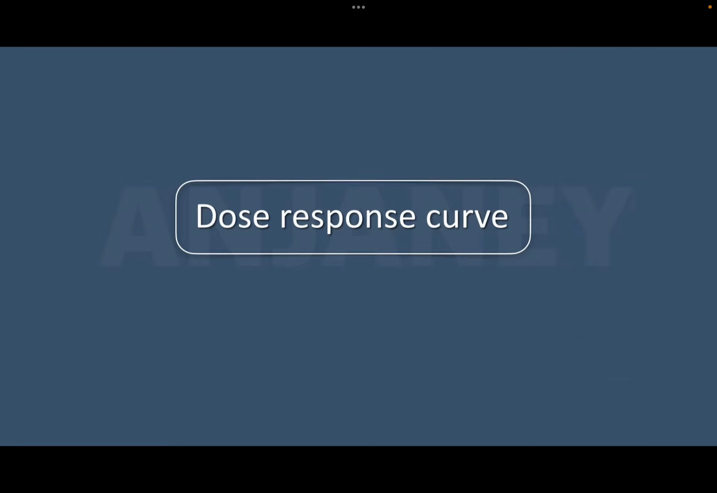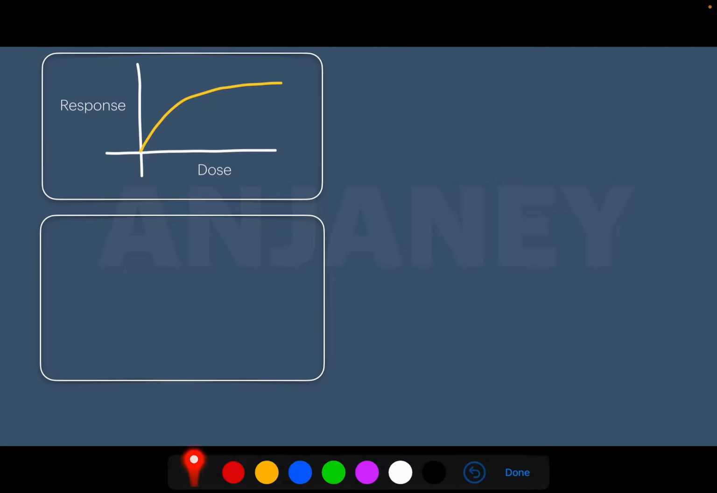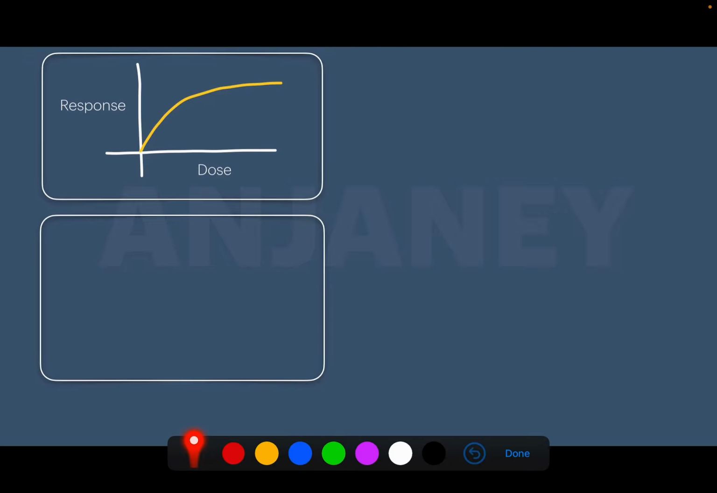So we are doing dose response curve in this module. We are plotting dose on the x-axis and the response on the y-axis, so we are getting this kind of graph. Now why? Let's say we increase the dose, initially the response also increases, but only up to a level. From here, no matter how much dose I increase, the response will be the same.